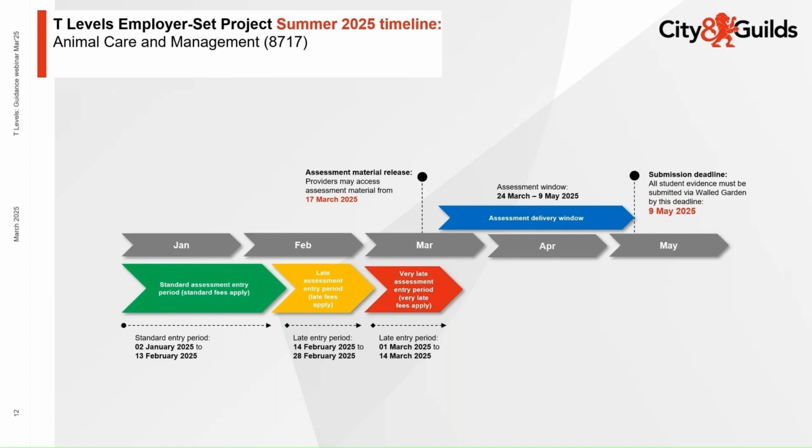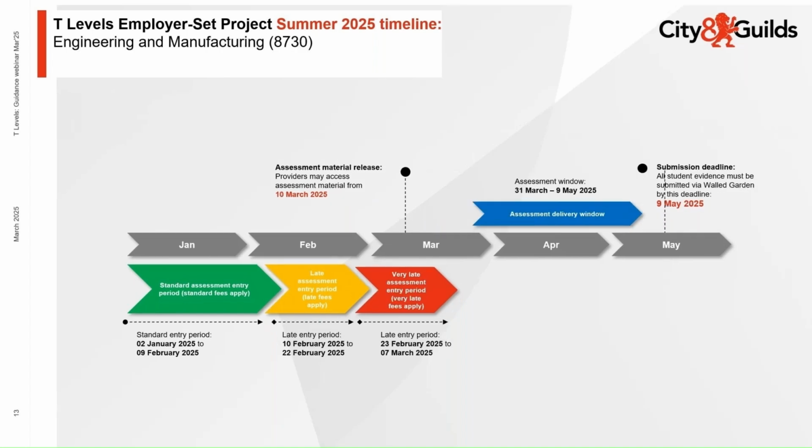So the booking windows for these assessments closed on the 14th of March. The assessment materials were released on the 17th of March, and we are approaching the assessment delivery window commencing on Monday the 24th of March, and you'll be able to access all your bookings on the evidence management system from this date, Monday the 24th, and begin uploading your evidence. Note the submission deadline date here of the 9th of May. Therefore, all your evidence must be complete and uploaded by this final deadline date of the 9th of May.